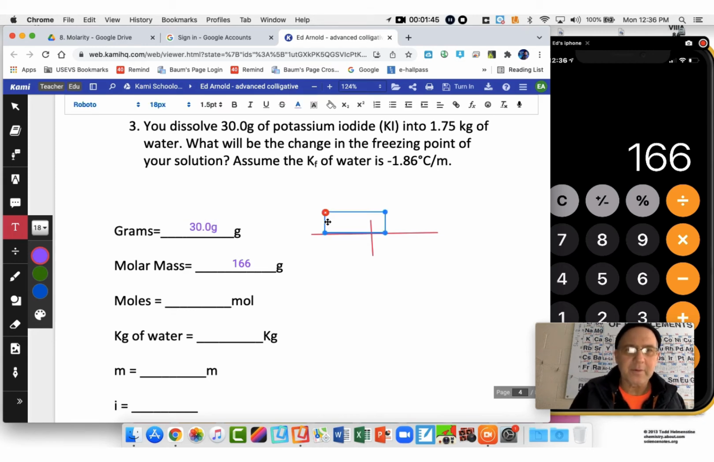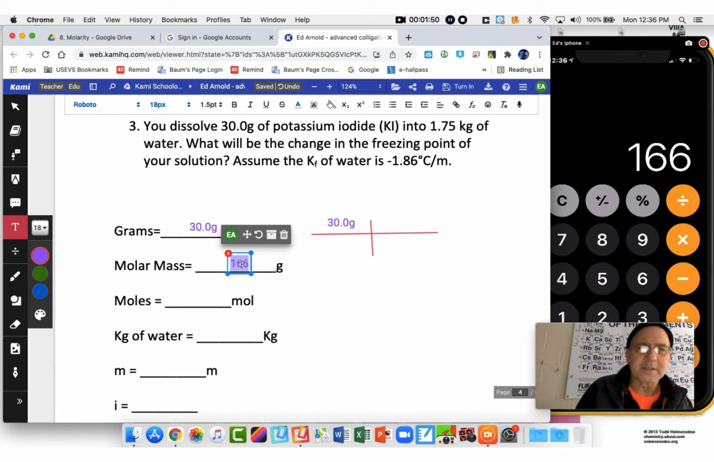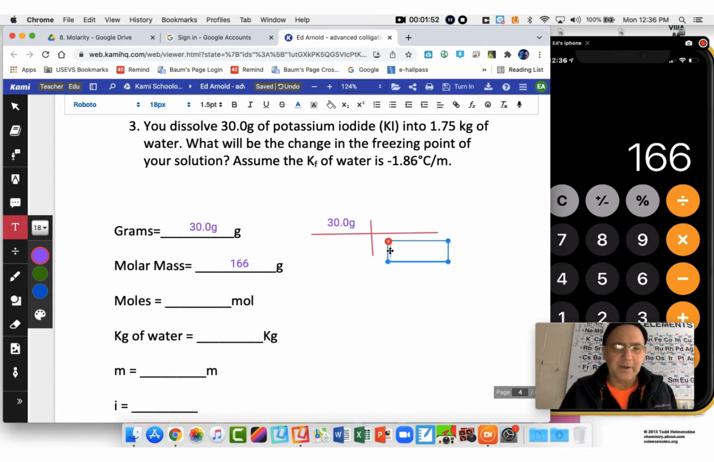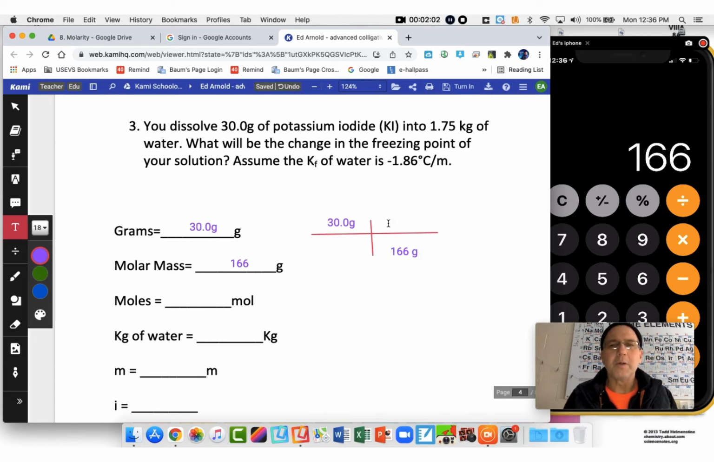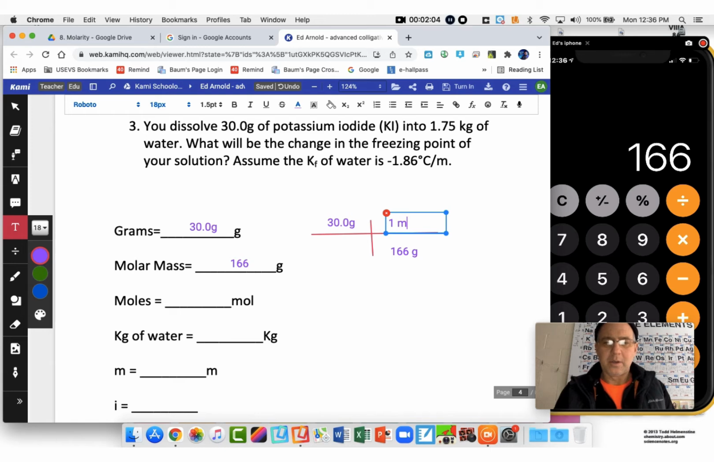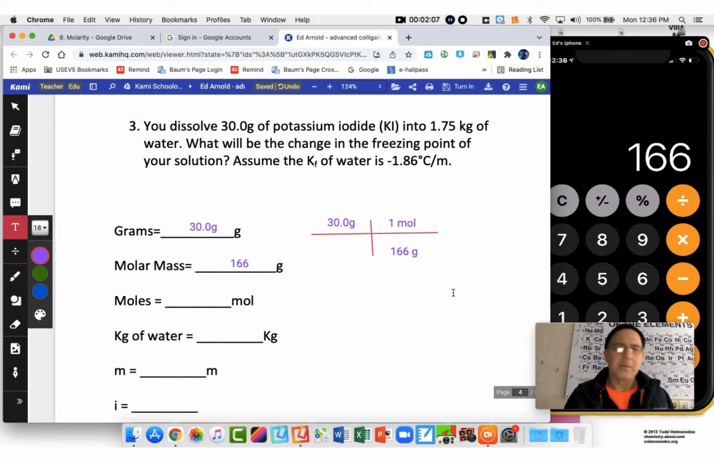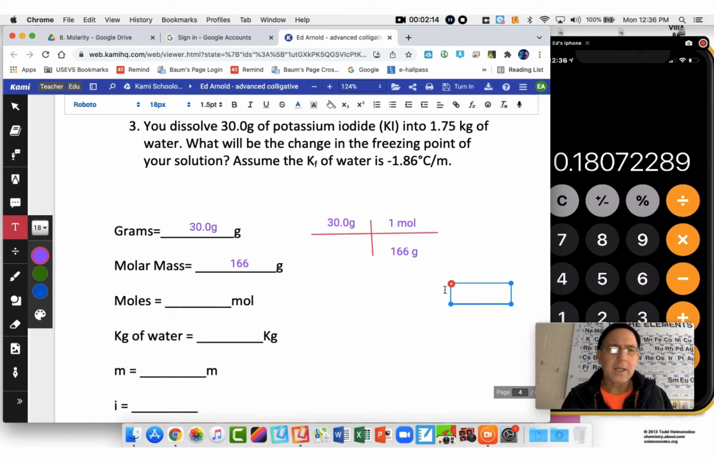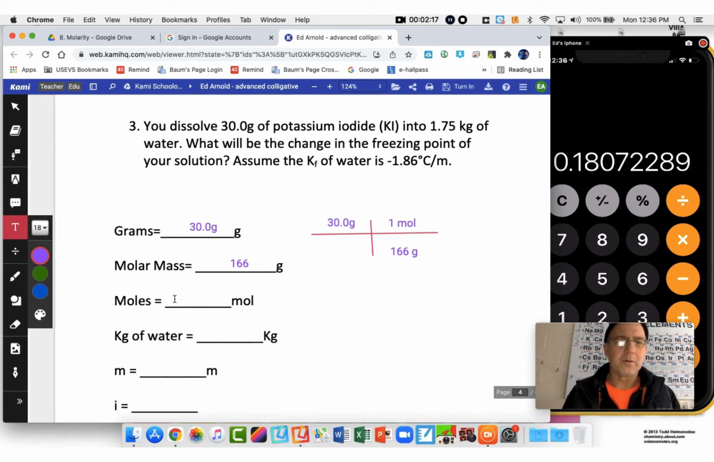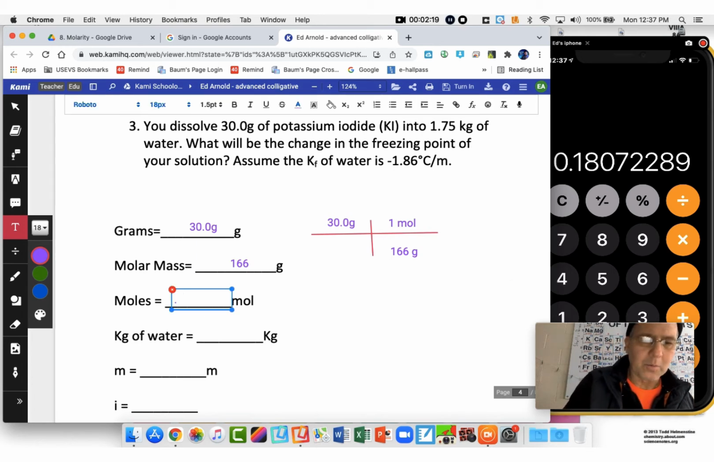This was the given amount. I always start with the given right here. And then we're going to divide it by the molar mass. So we're getting grams and dividing it by grams. And that's the mass from the periodic table for the compound potassium iodide. And then we put 1 mole on top. Remember, it's always 1 mole. And that should do it for us. So if we take 30 divided by 166, that equals 0.18. So our number of moles is 0.18.